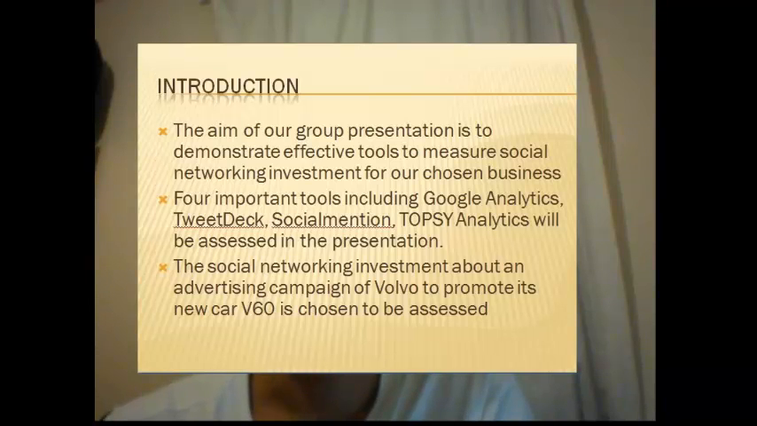The aims and objectives of the Volvo V60 advertising campaign are to pass the relevant information about the V60 to potential customers and raise people's attention and discussion of the V60 through social networking platforms. The presentation will identify the most effective and useful tools to measure social networking efforts, through showing how these 4 selected tools have helped to evaluate different elements of the campaign.